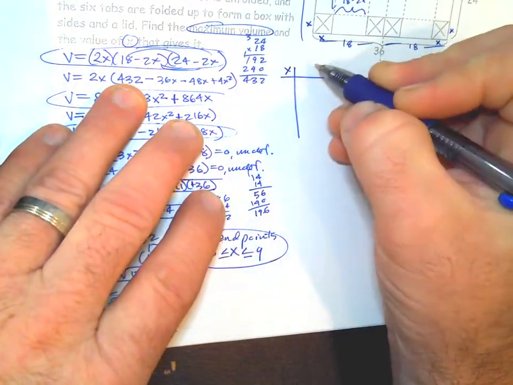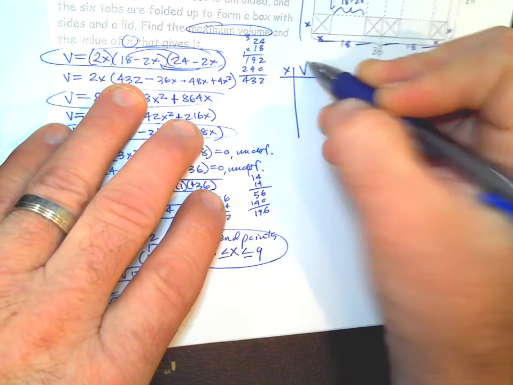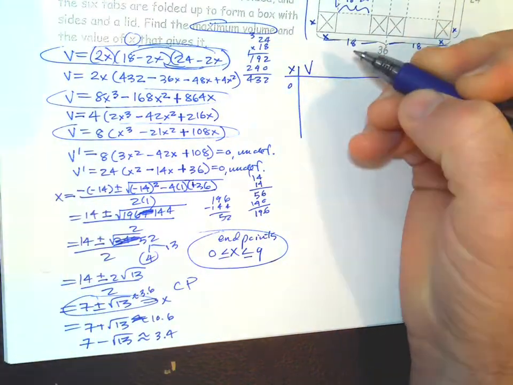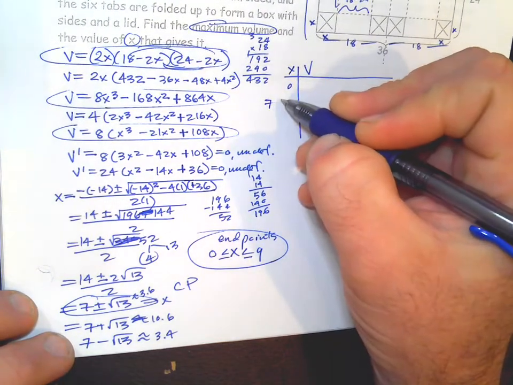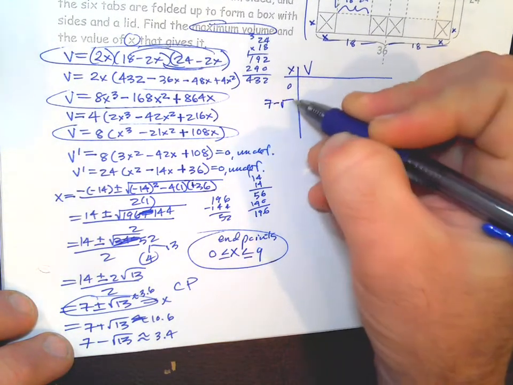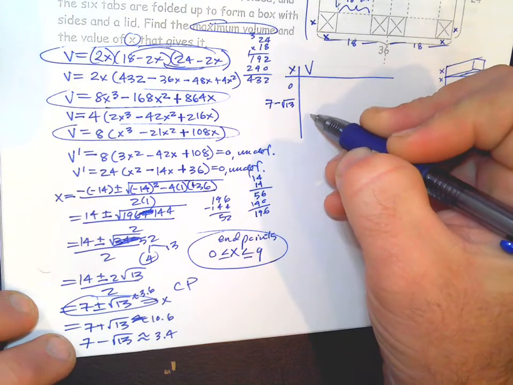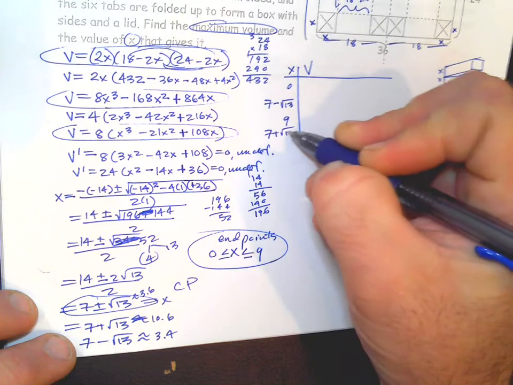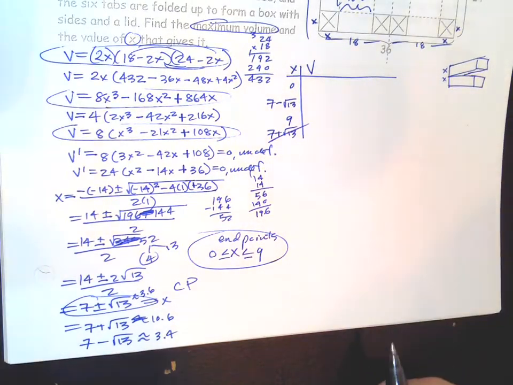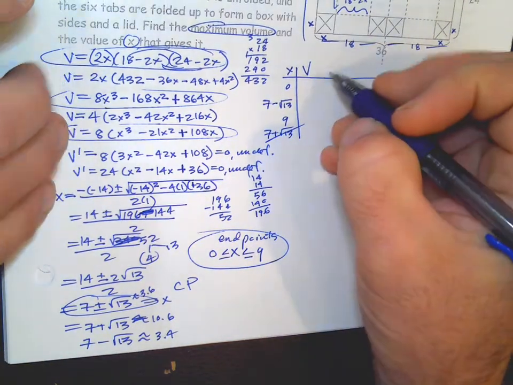I think there's no problem I'm going to give you that we can't. So then we'll entertain other options in those cases. So 0, 7 minus the square root of 13, and then 9. 7 plus the square root of 13 is outside the endpoints, so we're not going to do that one. So we plug this into volume.